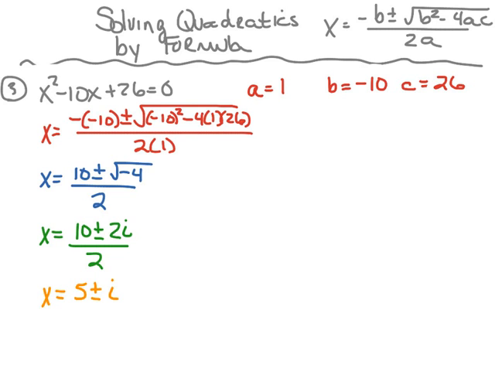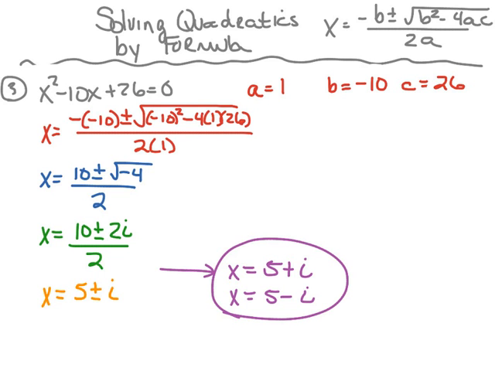So again, just so you can see both of our solutions, one of those solutions is x equals 5 plus i, and the other solution is 5 minus i. These are the two solutions to this quadratic. Remember, we call these conjugates, complex conjugates.